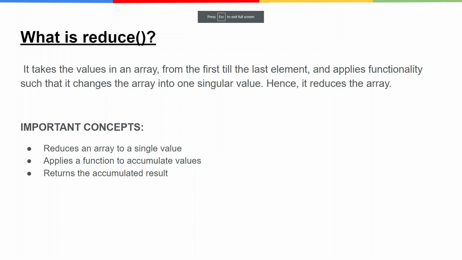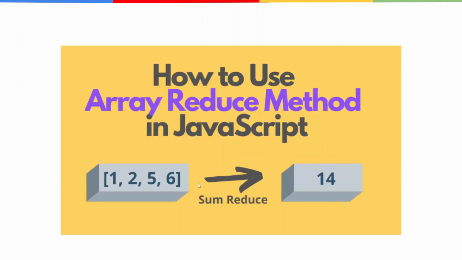So now let's talk about reduce, okay? It takes the values in an array from the first till the last element and applies functionality such that it changes the array into a singular value. Hence, it reduces the array, okay? So it will reduce the array into a single value, applies a function to accumulate values and returns the accumulated result. For example, this one was the sum reduce. It just added up all these values, like 1 plus 2 is 3, 3 plus 5 is 8, 8 plus 6 is 14. And it sum-reduced these values into a single value that is 14, okay?